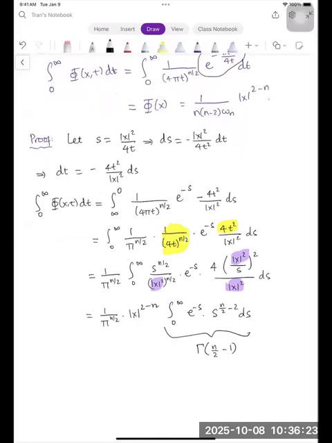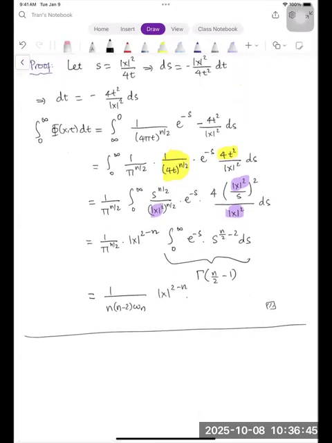There's this formula for it. And we can say, let me just say it right away, that this equals nothing but 1 over n times n minus 2 omega of n x to the power 2 minus n. Okay, so we are done, by accepting some facts on the gamma function. So let me write a remark on the gamma function.